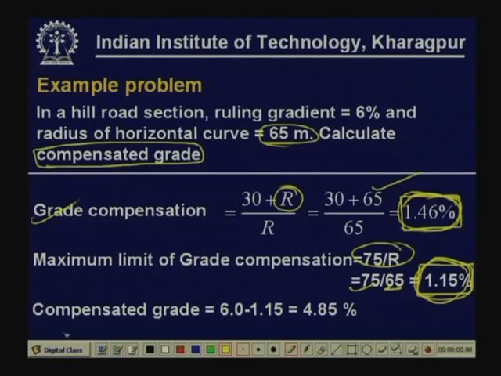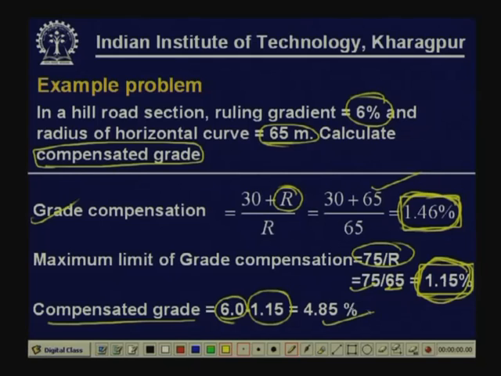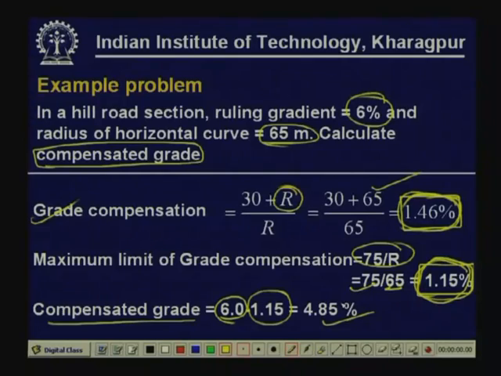So, accordingly we calculate the compensated grade. 6% was the initial grade, minus this 1.15%. So, 4.85%, and 4.85% again is more than 4%. Therefore, it is acceptable and it is okay for design purpose. So, the compensated grade is actually 4.85%.